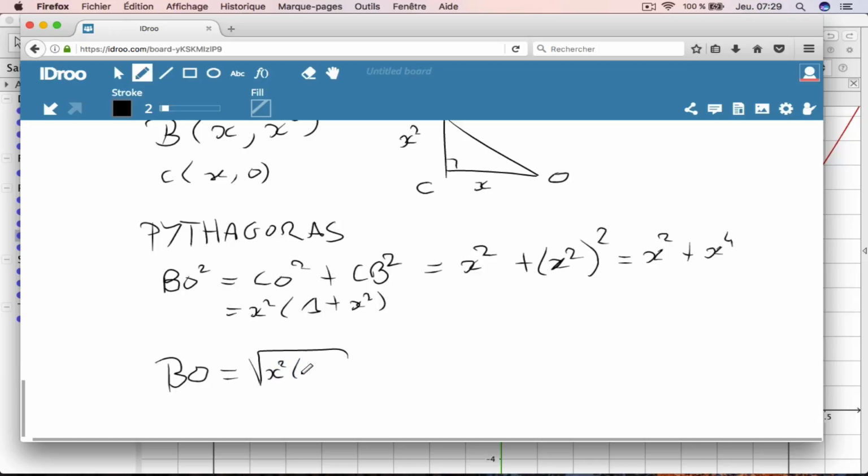Remember the property of square root. If you don't remember, look at the video about square root. So it's equal to that, with the positive sign. Because if x is negative, it could be minus x. If x is positive, it will be x.